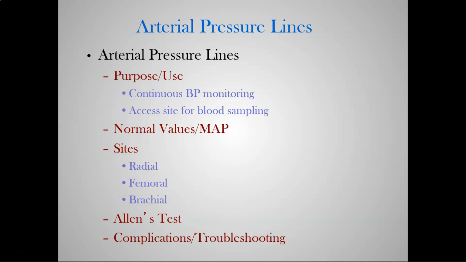You got to know what it's for. You got to know where it is, where our insertion sites are. Radial is the most common one. We use the Allen's test to determine if I have adequate or patent radial blood flow.